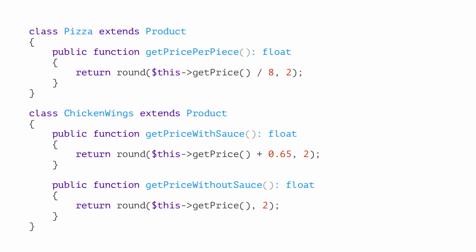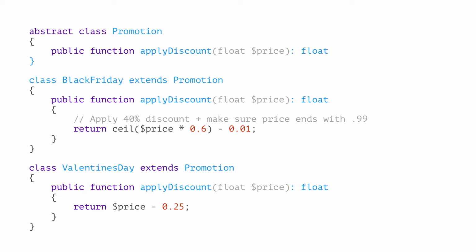So in this case, we have a certain class, pizza. This basically describes what the price of a pizza is, or what the price of chicken wings is, using these different methods. If we look at the other side, the implementations, the promotions in this case, we can see that we have an applied discount, and an applied discount is different for each promotion. So for Black Friday, you always get 40% discount, but it's always ending on 99 because that sells better. And then on Valentine's Day, you always get 25 cents off.